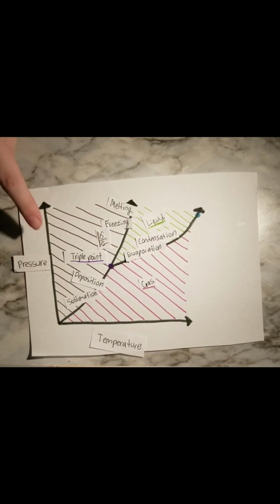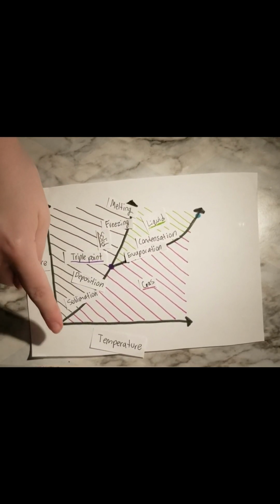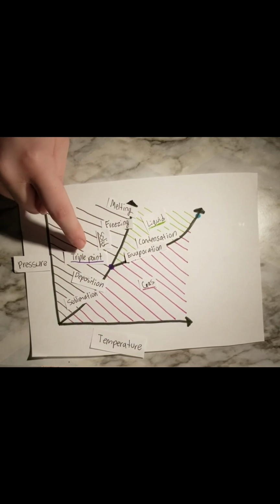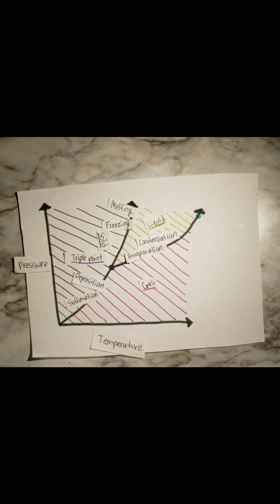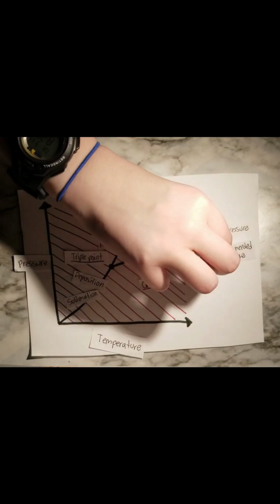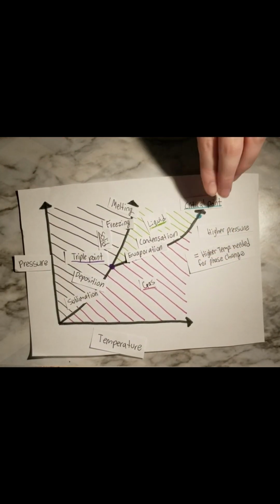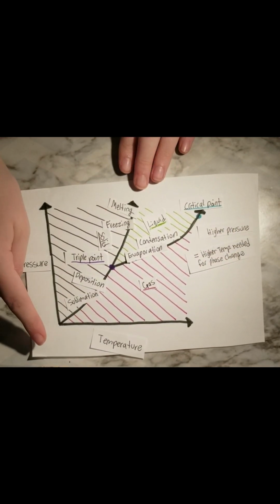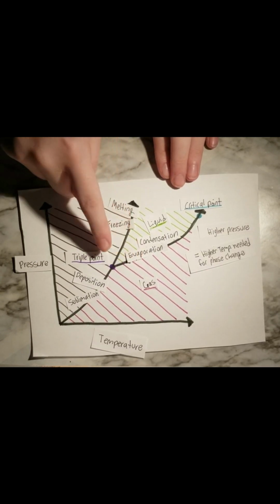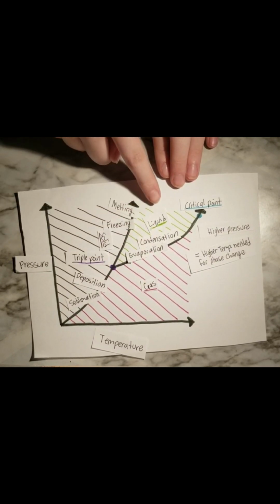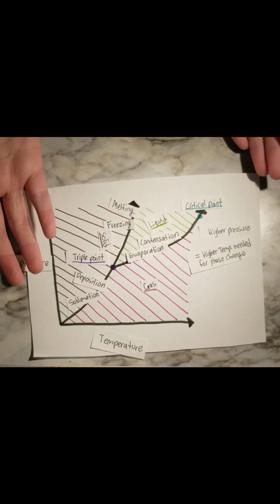Notice that when we have a higher pressure, it also means that we have to have a higher temperature to change from, say, a solid to a gas or a solid to a liquid. So, higher pressure means higher temperature. This is shown by the critical point, where actually the pressure is so high that there is no temperature that can make a solid to a gas or a liquid to a gas any longer.